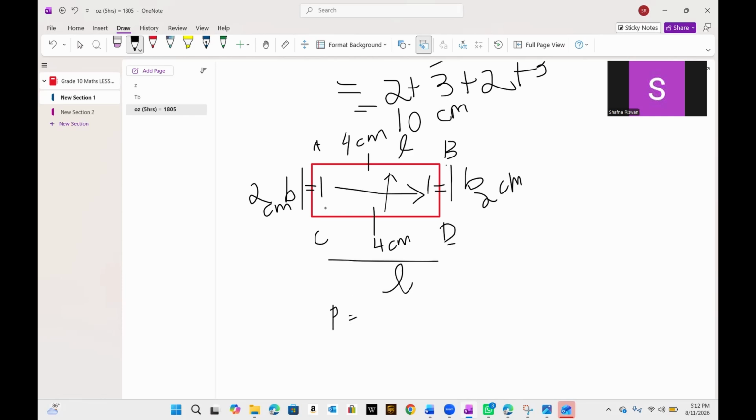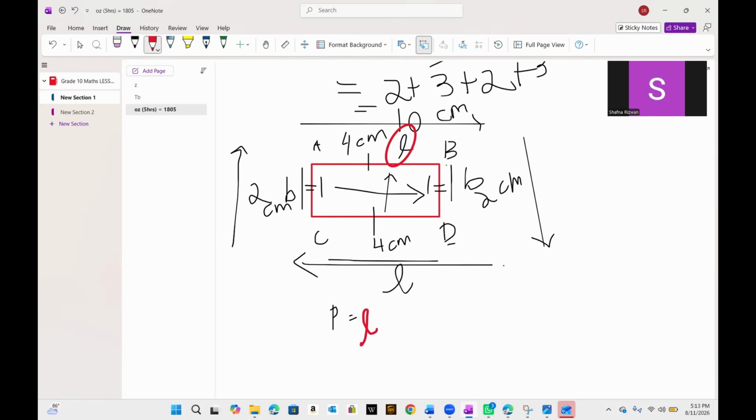Perimeter is the distance around the outer boundary of closed plane figures. Whatever outside length we have, we have to add all of it together. So what can we do? Here, what is this known as? This is length. So I'll add without taking the measurements, without taking 4 centimeter, 2 centimeter. I'll take this length to show the formula for you.